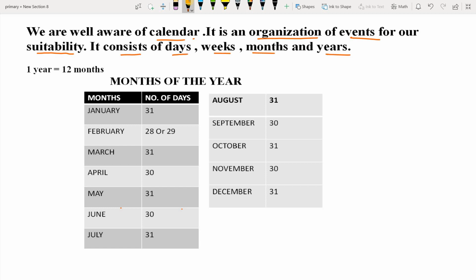As we know, 1 year is equal to 12 months. January, February, March, April, May, June, July, August, September, October, November and December.